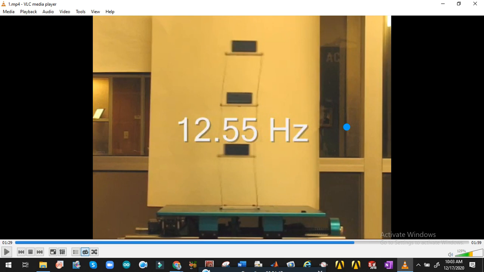Normally we consider that if your system is excited at 1/3 away from a natural frequency of the system, then it is in the safe zone. It is in the safe zone. Okay.